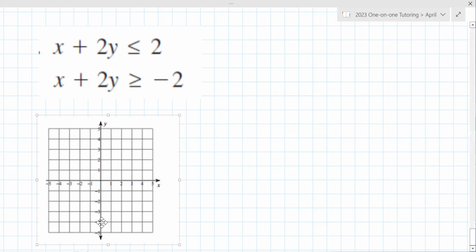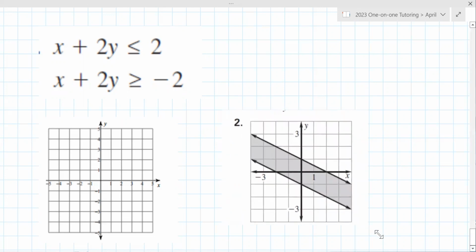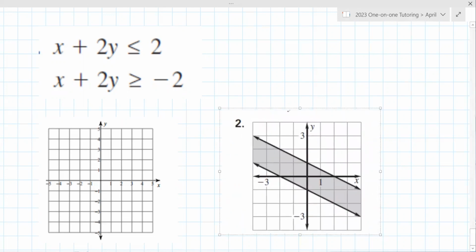Okay, did you shade between two parallel lines? I did. Okay, let me snip in the solution. Something like that, maybe. Mm-hmm. Okay.